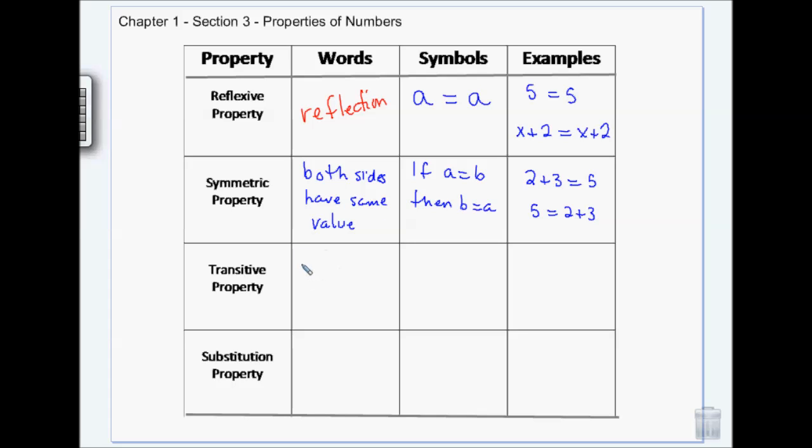Transitive is a transition. You guys know how when you take a bus and you have to get a transfer? So you go from stop A to some stop B to get to your final destination of stop C, but you have to change buses. Transitive property is kind of like that. It's like if A equals B and then B equals C, that means A is the same thing as C. So if you know that A is the same as B and you know that B is the same as C, that means A and C are the same.